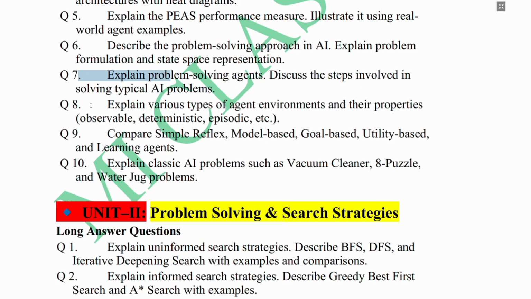And the next question is: explain various types of agent environments and their properties: observable, deterministic, episodic, etc. The next question is: compare simple reflex, model based, goal based, utility based and learning agents. The last question of Unit 1: explain classic AI problems such as the vacuum cleaner, 8 puzzle and water jug problems.